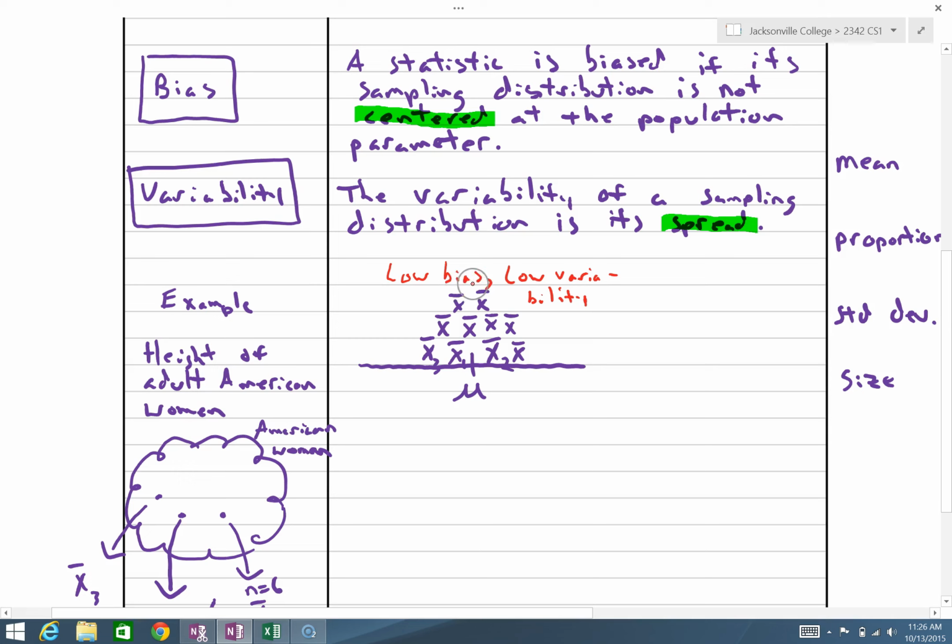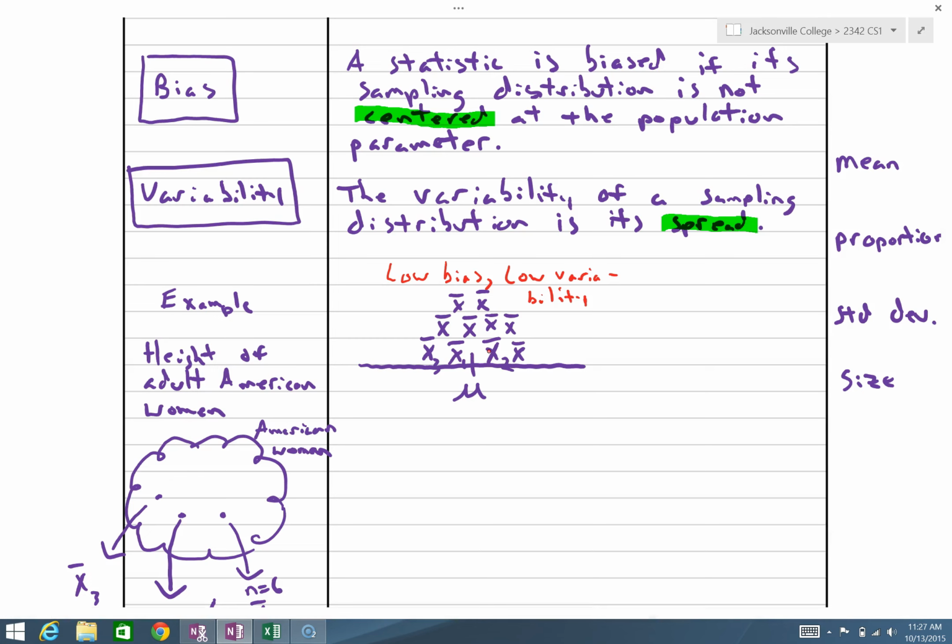What I'm saying is the low bias means it's centered roughly where it's supposed to be. We're trying to hit this population mean. I don't know what it is, but we're trying to hit it. And we took all these samples and they were kind of close to this same value. Low variability means they're not spread out very much. Okay, that's low bias and low variability.